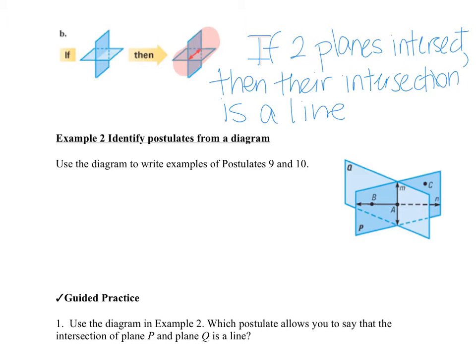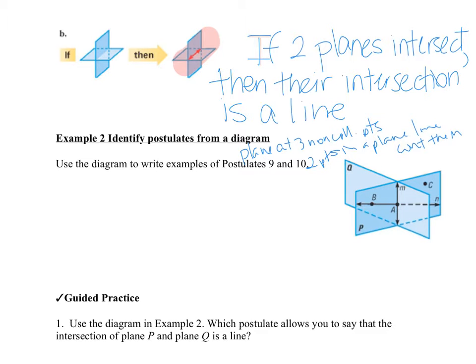Okay, so here in example 2, it's going to say identify postulates from a diagram. It wants us to look at this diagram to write examples of postulates 9 and 10. Well, I don't know what 9 and 10 are, so I have to look them up. 9 is a plane contains at least 3 non-collinear points. And 10, I know that's really sloppy, but 2 points in a plane, then the line containing them is in the plane. Okay, so that's what they are referring to.